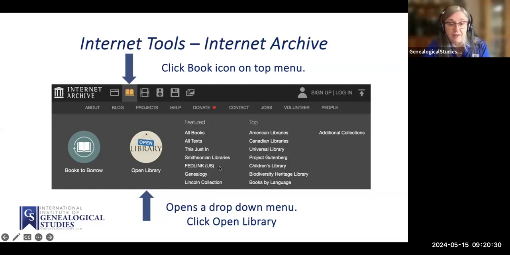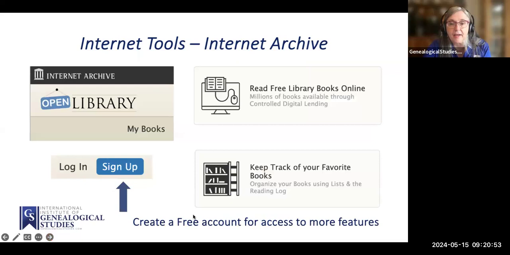Genealogy is right here, Smithsonian, all different ones. And then if that's not enough, you can click over here to additional collections and then see what they have saved on their website from these different organizations that are putting their collections up on the website. But I clicked on Open Library and just took a few clips off of the page.